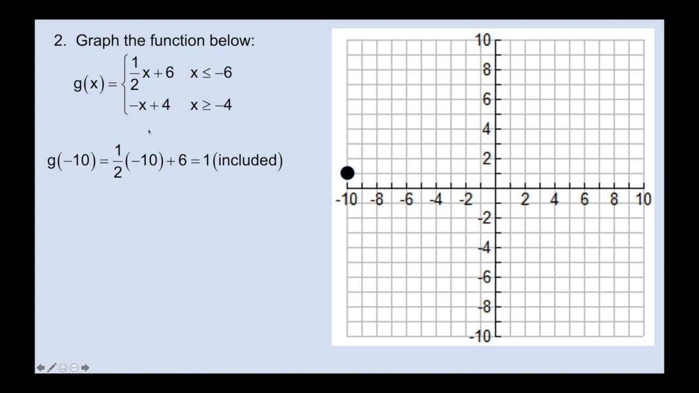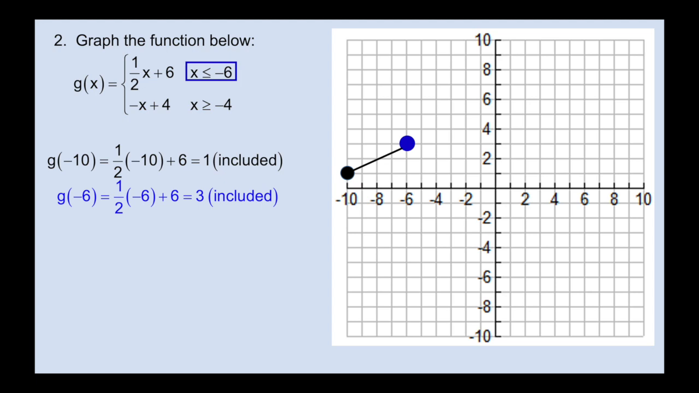When I plug -6 in here, I get half of -6 is -3. -3 plus 6 is going to give me +3, which is going to go here. It's filled in because, again, it's included since that's an equal sign, and I can connect those points.